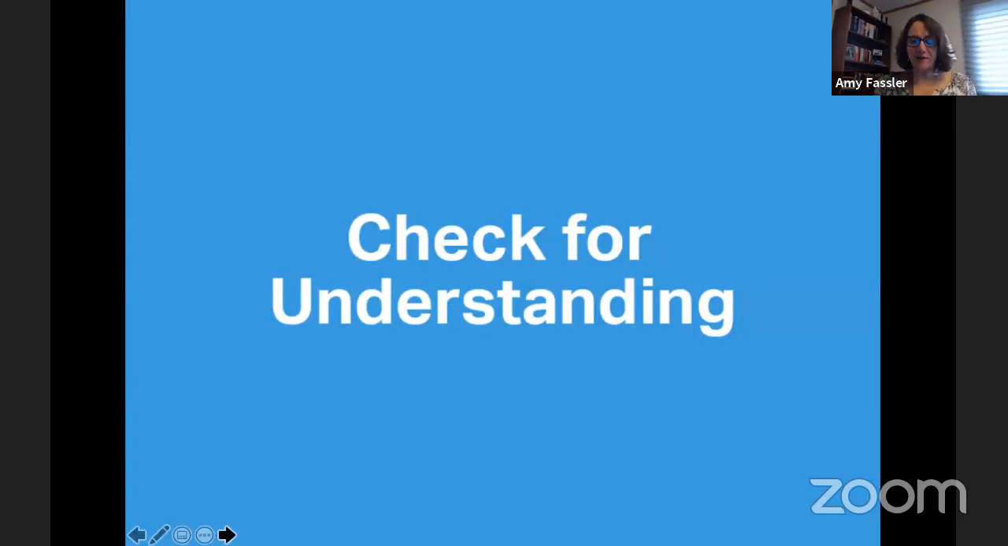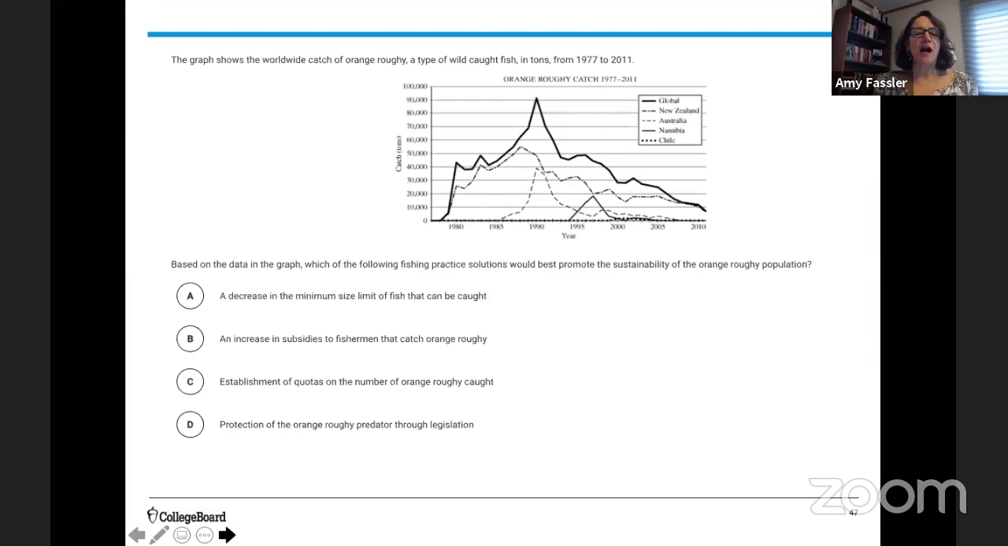So we've covered quite a bit for today. Let's take a quick look and do a couple questions on aquaculture. Have to have another graph. This graph shows worldwide catch of orange roughy, a type of wild fish. And this represents the amount of fish caught in tons from 1977 to 2011. And this is giving me my quantity of fish. It's a pretty easy graph to interpret. Based on the data, which of the following fishing practice solutions would best promote sustainability of the population?